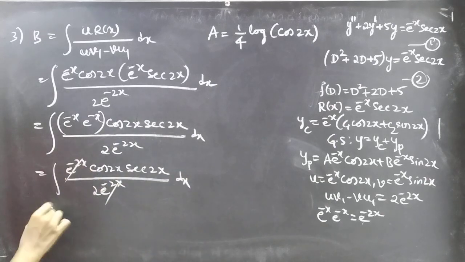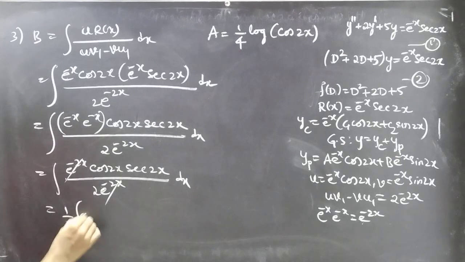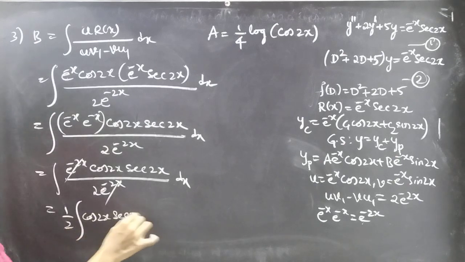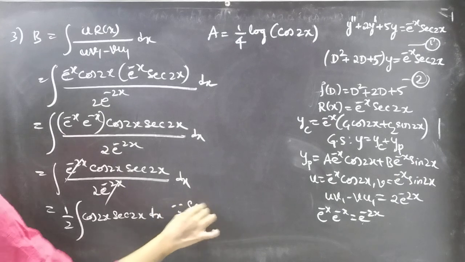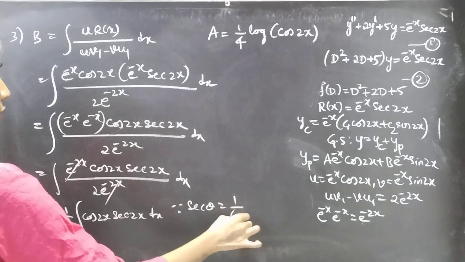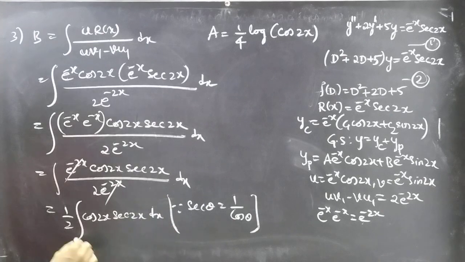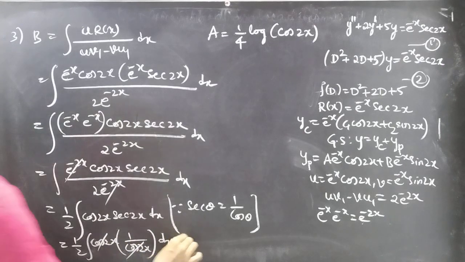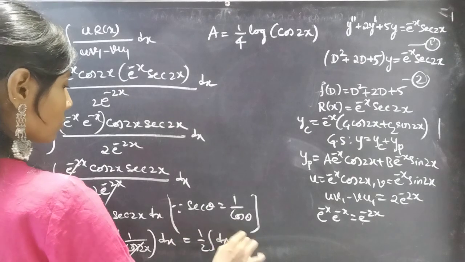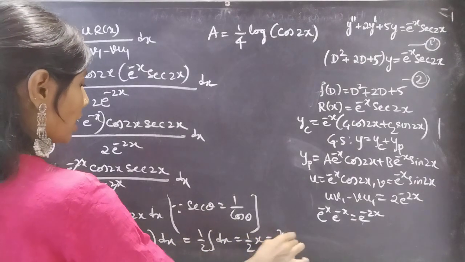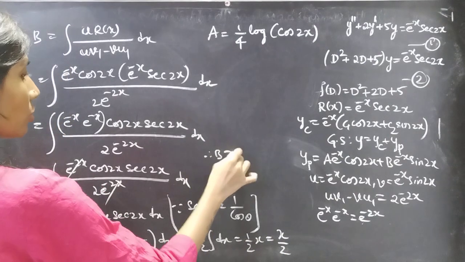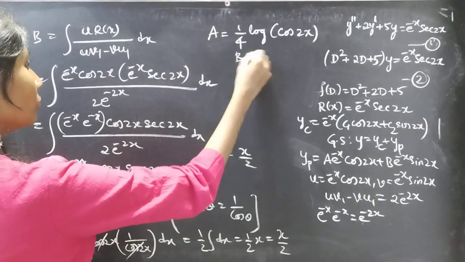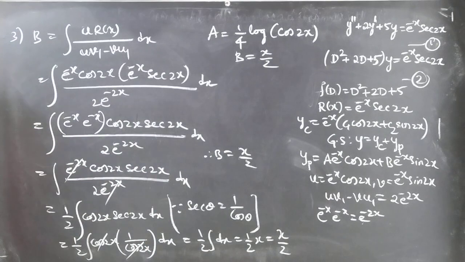Here e power minus 2x gets cancelled and we'll get 1 by 2 integral cos 2x secant 2x dx. Since we know that secant theta is the reciprocal of cos theta, we'll replace secant 2x with the reciprocal of cos 2x. We'll get 1 by 2 integral cos 2x into 1 by cos 2x dx, where cos 2x gets cancelled. We'll get 1 by 2 integral dx, which is 1 by 2 x, or x by 2. Therefore, B equals x by 2. Now coming to yp.